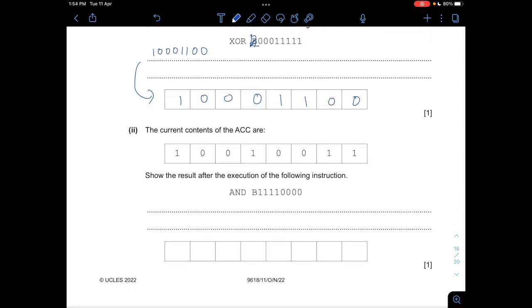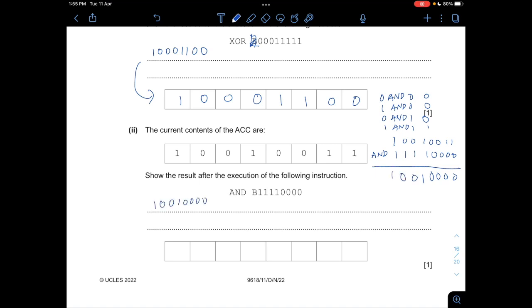The current contents of the accumulator are 10010011, and show the results after the execution of AND 11110000. So in this case, 0 and 0 we get 0. 1 and 1 and 0 we get 0. 0 and 1 is also 0, and 0 and 1 is also 0, and 1 and 1 would be a 1. So this one would be 10010000. Alright, so this should be the correct answer.